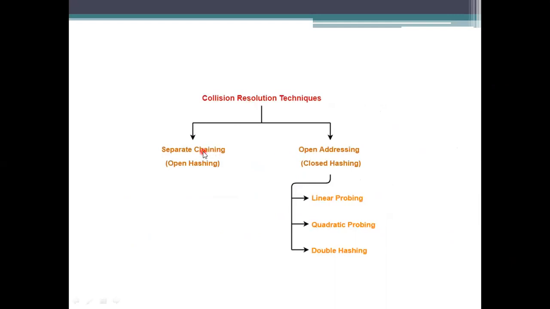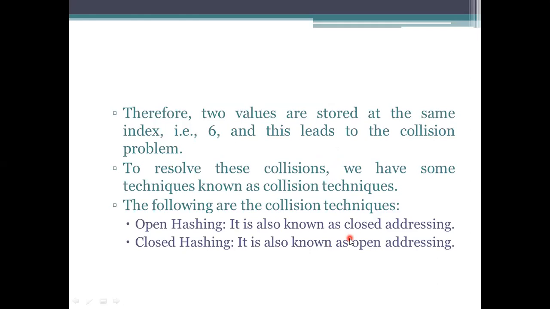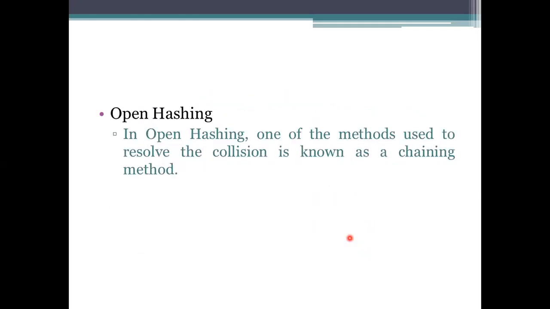The first one is separate chaining. Closed hashing is also called open addressing representation, and it is divided into 3 such representations: linear, quadratic, and double hashing. And coming to the first one, open hashing or separate chaining.